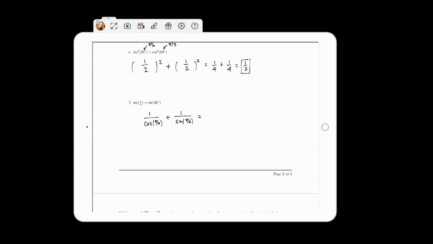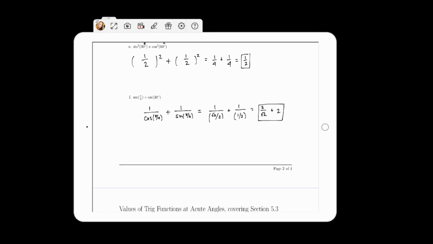And now that I've done this, I can replace these with the values. So this is 1 over root 2 over 2 plus 1 over 1/2. So taking reciprocals, this is 2 over root 2 plus 2. Okay. So this is just to show that I would expect, or any future teacher would expect, you to know how to evaluate such an expression.